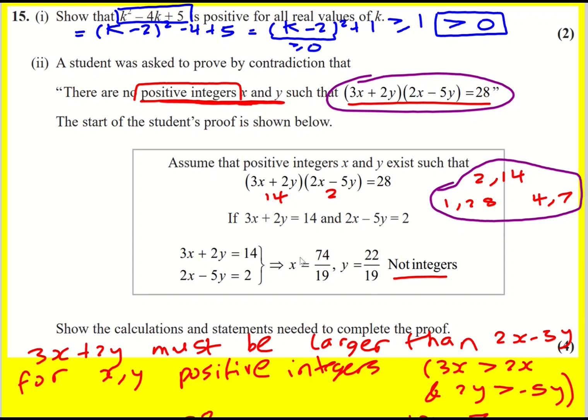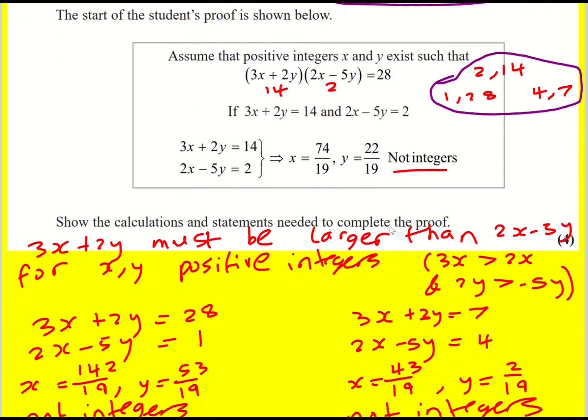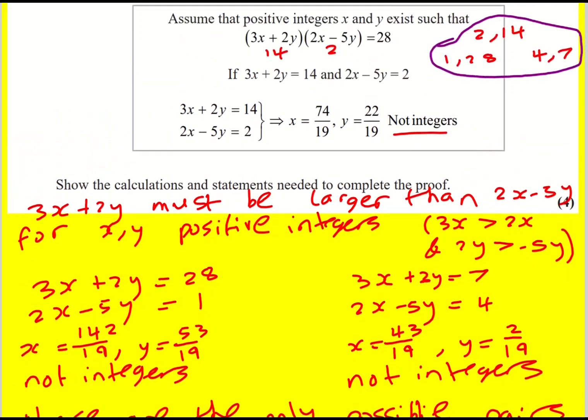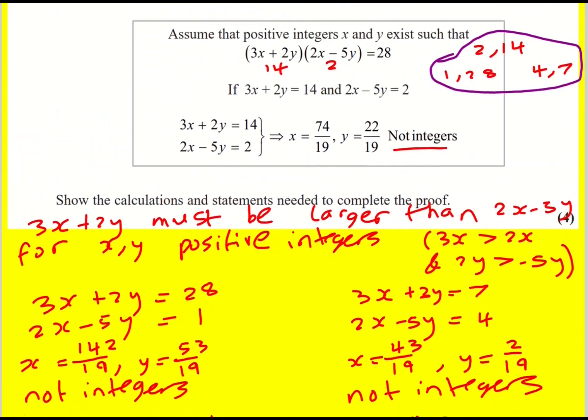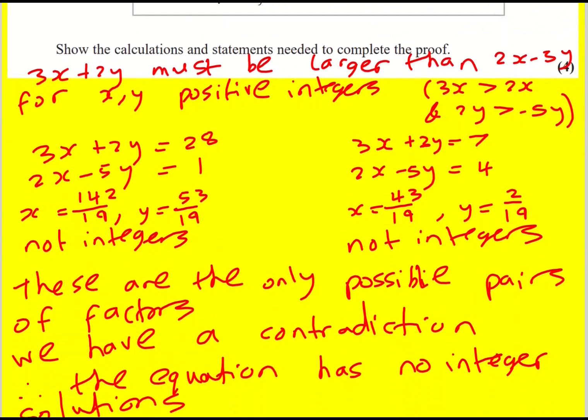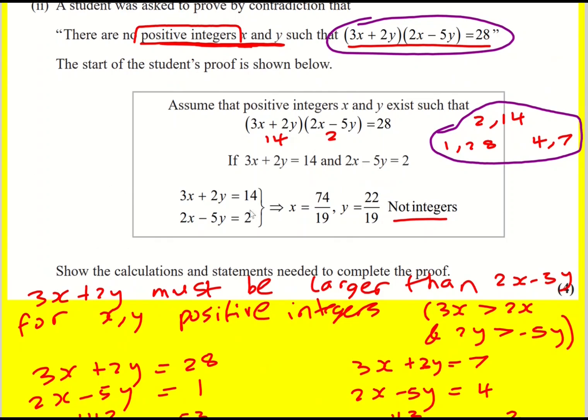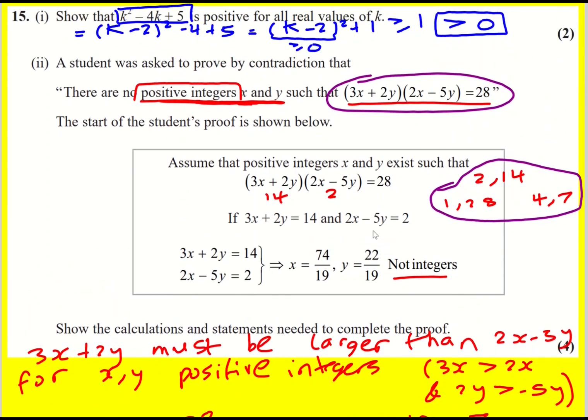If we can spot it, it's going to save us a lot of time. It must be that 3x plus 2y is the bigger of the factors because we justified that. So they've already checked 14 and 2. We just had to check 28 and 1 and 7 and 4. In both cases, we didn't get an integer. So for our assumption, we've said this must be the case if there's integers, but then we haven't got integer solutions. This is a contradiction because we're saying that they were integers. It's quite subtle, but that is the contradiction part. And that means the original equation does not have integer solutions. And that's what we had to do.